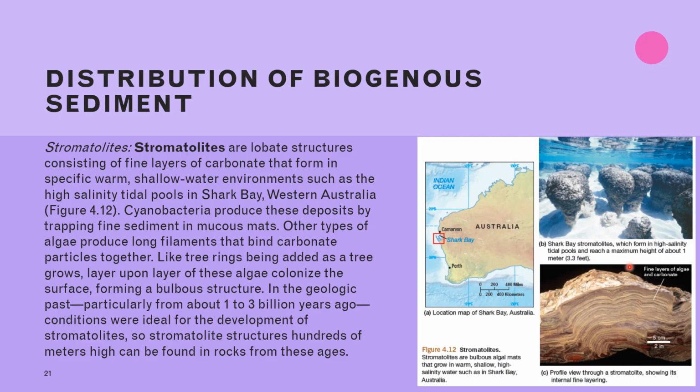So how are these stromatolites formed? These are basically cyanobacteria. They produce these deposits by trapping fine sediments in mucus mats. Other types of algae produce long filaments that bind carbonate particles together. Like tree rings have been added as a tree grows, layer upon layer of these algae colonize the surface, forming a bulbous structure. Like here, you can see in the figure, a bulbous structure.